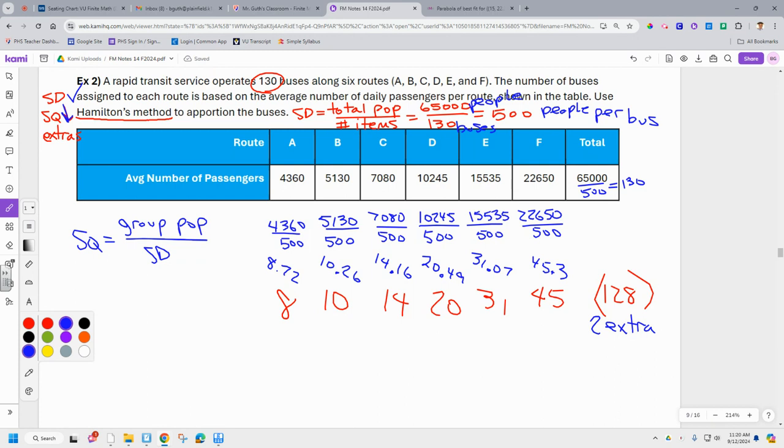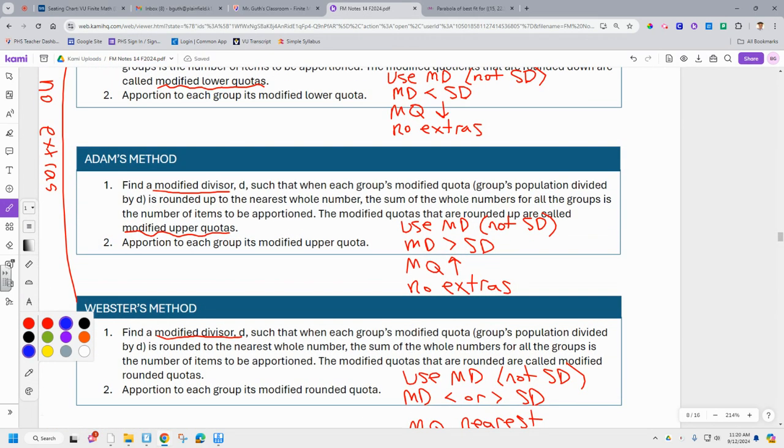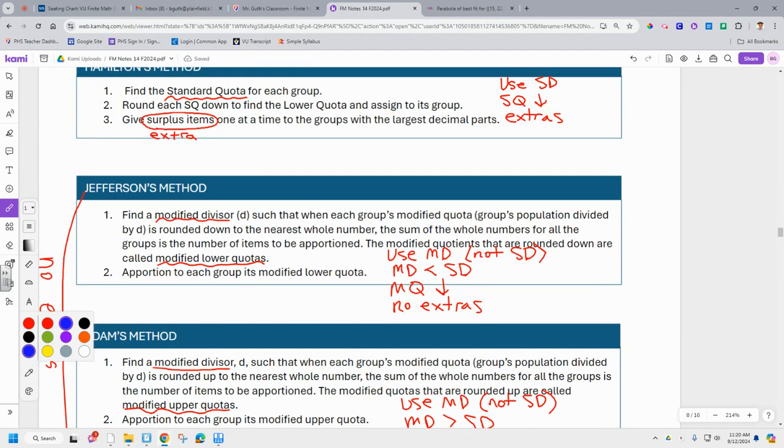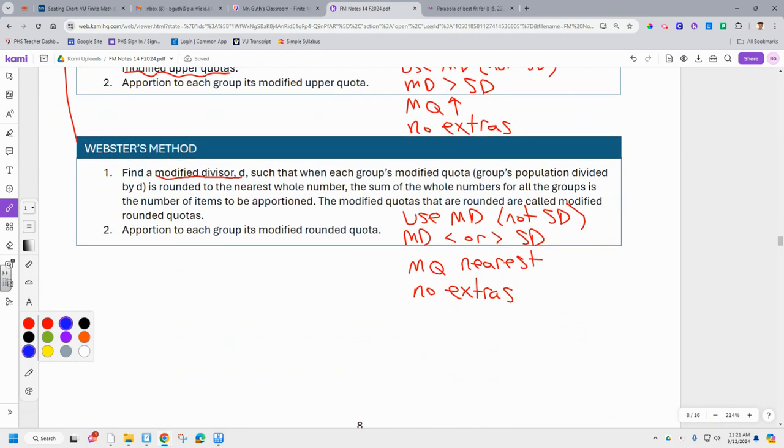I already know pretty much everything. I've already got 128 of them, but we've got 2 more to give away. And so go back a page and look at the directions for Hamilton's method. That last step: give surplus items one at a time to the groups with the largest decimal parts. That's kind of weird. One at a time to the groups with the largest decimal parts. Weird, but not hard.